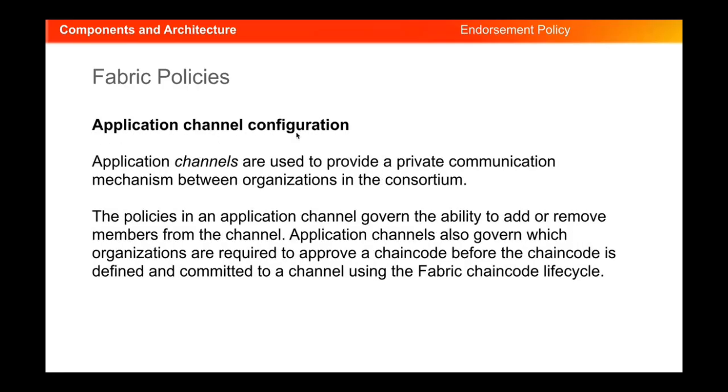Next comes application channel configuration. Application channels are used to provide a private communication mechanism between organizations in the consortium. The policies in an application channel govern the ability to add or remove members from the channel. Application channel also governs which organizations are required to approve a chaincode before the chaincode is defined and committed to a channel using the Fabric chaincode lifecycle. We will look into the Fabric chaincode lifecycle soon.